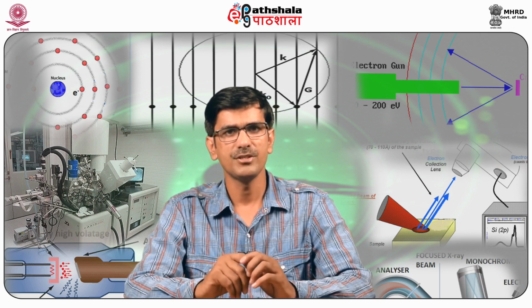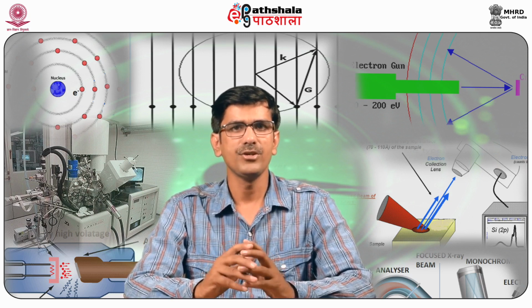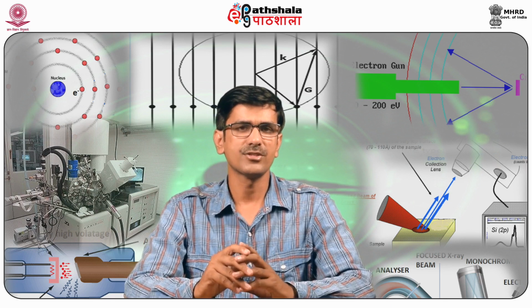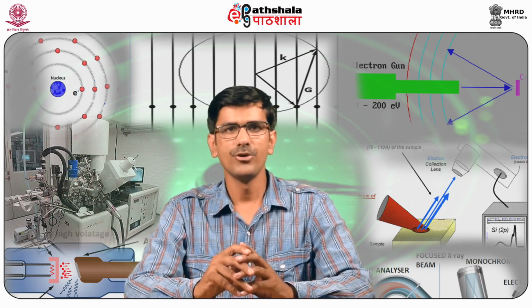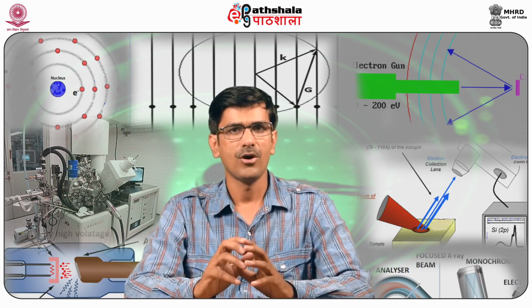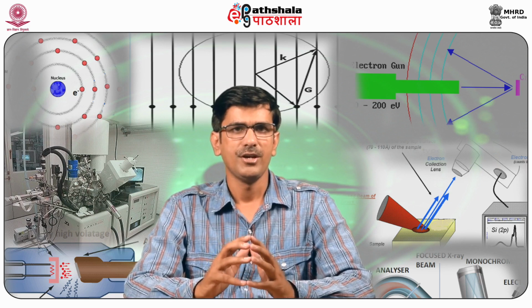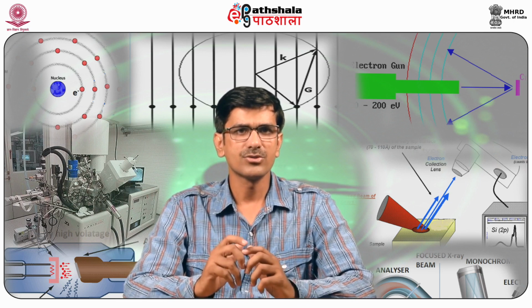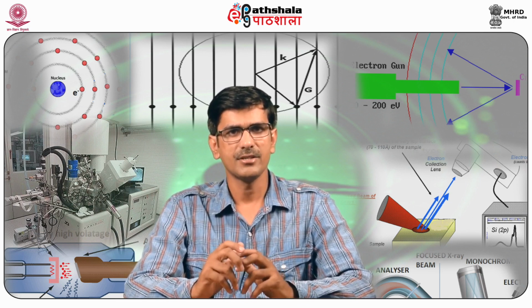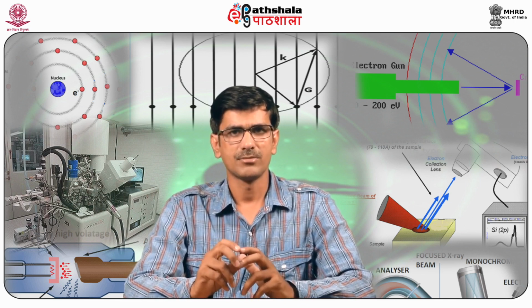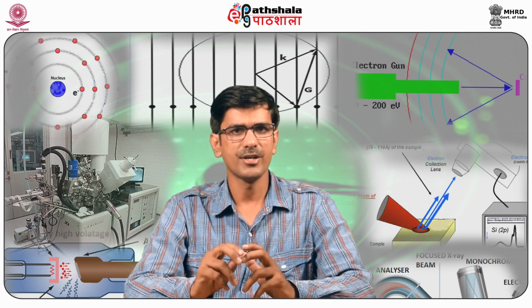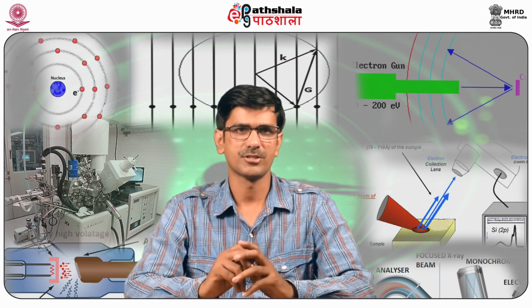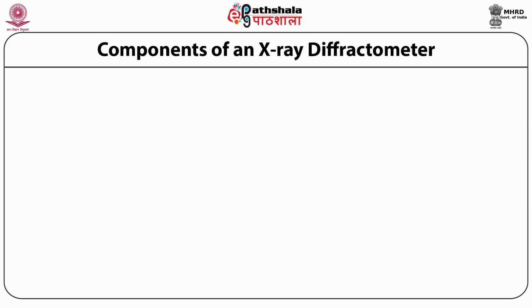The diffractometer circle is different from the focusing circle. The radius of the circle is fixed. The goniometer is the main component of an X-ray diffractometer. The specimen holder, X-ray source, and the detector are mounted on its arms. The goniometer is mounted vertically in most of the powder diffractometers.